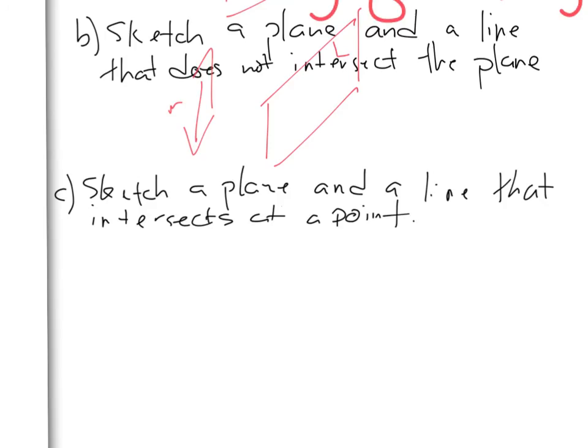And then our next one, sketch a plane and a line that intersects at a point. So we could create our plane. So let's do something similar to what we have been doing. And then a line that intersects it. So I might have a line coming straight out, and then it's going to go behind at this point, and then you'll be able to see it on the other side. And we'll label this line L, plane M.